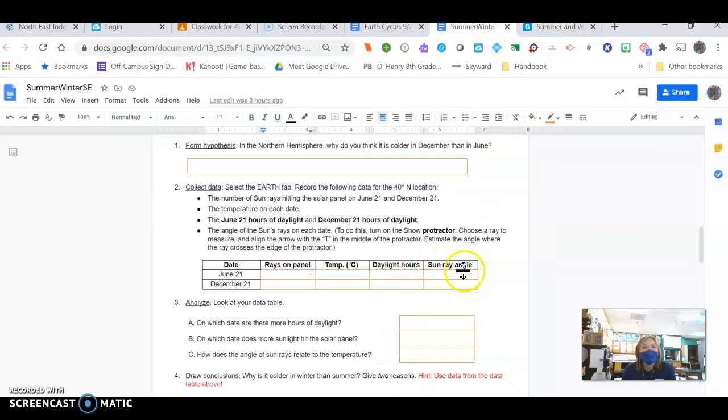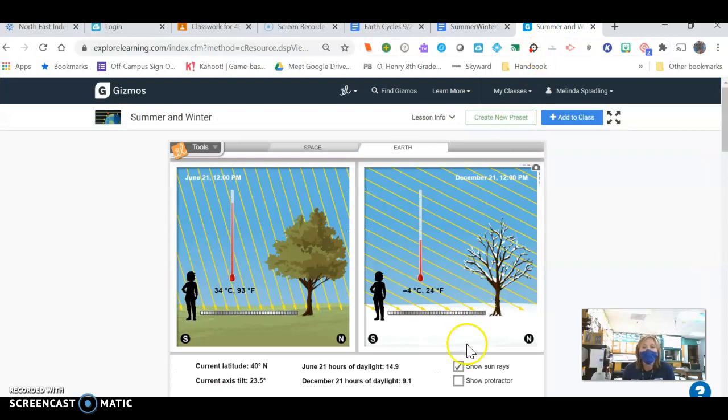Now, the sun ray angle. This is where we've got some measurement that we have to do. In math class, you measure angles when you do geometry with this nice little protractor. So for sun ray angle, you're going to drag this protractor and make sure that this little T here lines up at the bottom of any one of the angles. And then you're going to follow that angle out and give me that measurement.